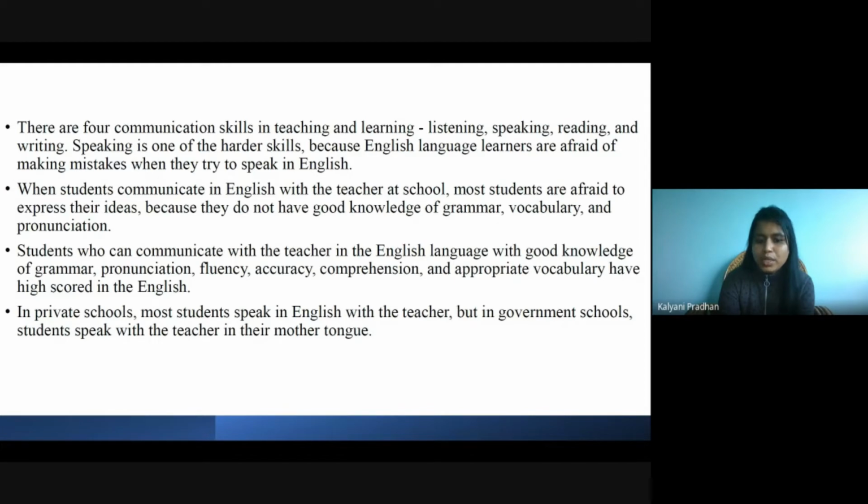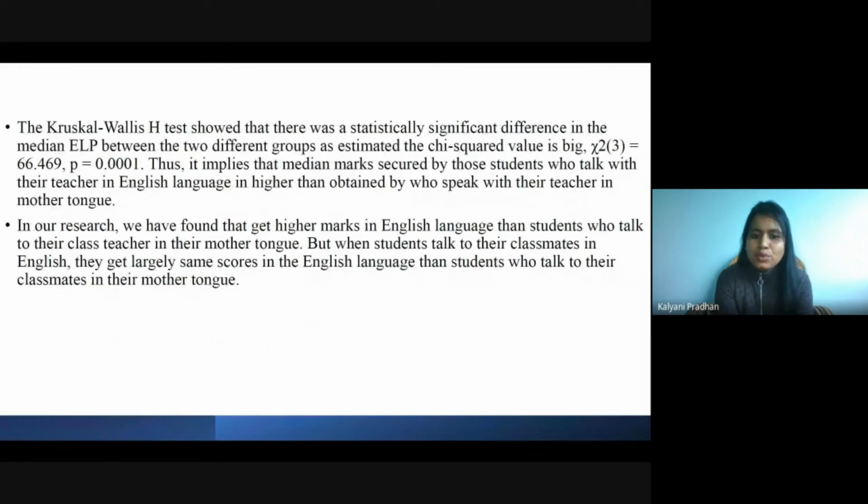Students who can communicate with the teacher in the English language with good knowledge of grammar, pronunciation, fluency, accuracy, comprehension, and appropriate vocabulary have a high score in the English language. In private school, most students speak in English with the teacher, but in government school, students speak with the teacher in their mother tongue. The Kruskal-Wallis test showed that there was a statistically significant difference in the median ELP between the two different groups.